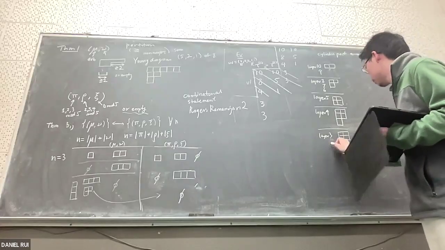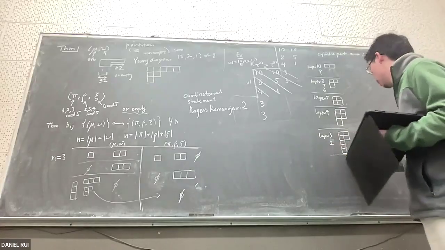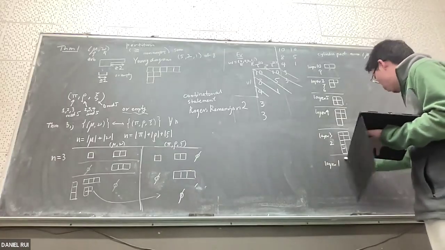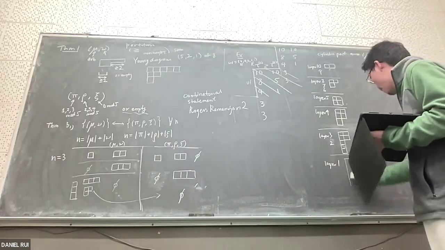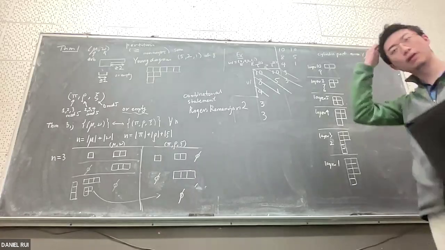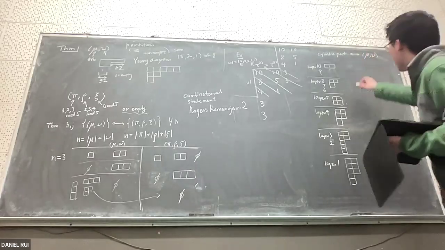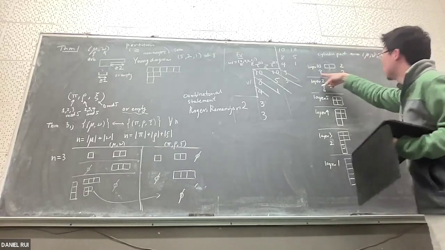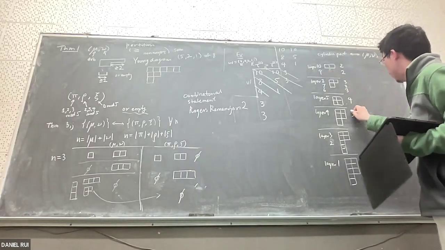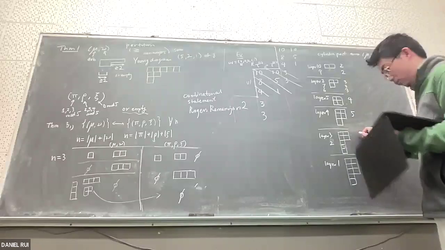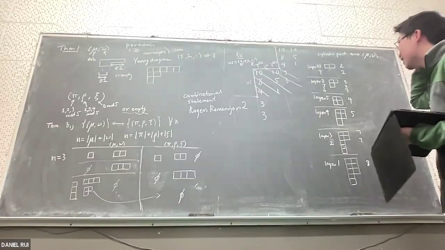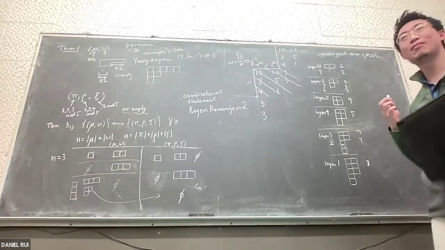Did I miss it? Layer 2 is also that. And finally, layer 1, you have everybody. And so there are 2 cells here, 2 cells on layer 9, 3, 3, 3, 4, 5. Interesting.